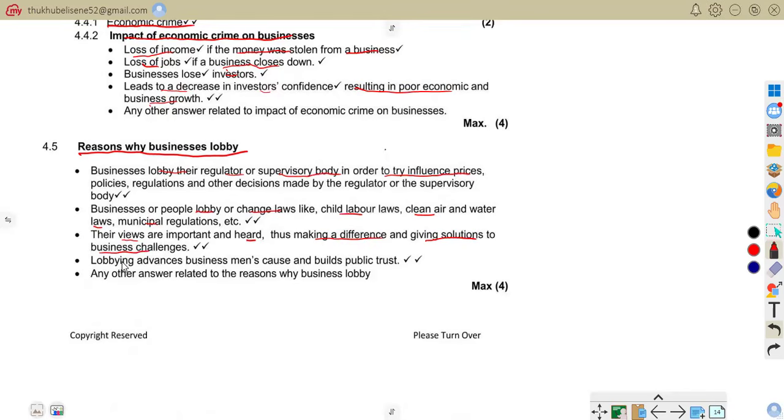Lobbying gives business a voice in decision making. Lobbying advances businessmen's causes and builds public trust. Lobbying promotes transparency and accountability. So any other related reasons why businesses lobby are accepted.